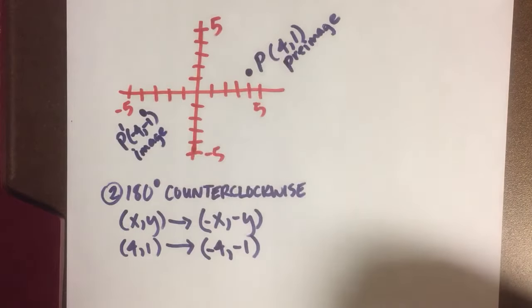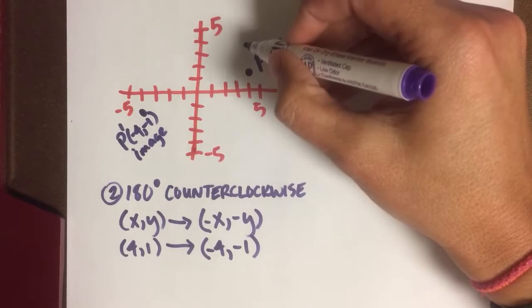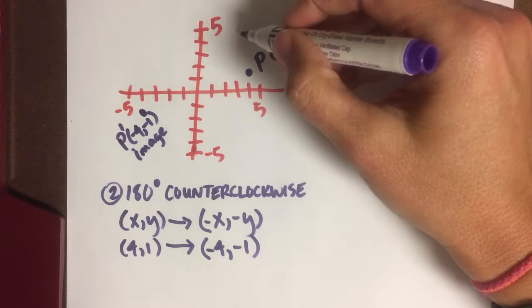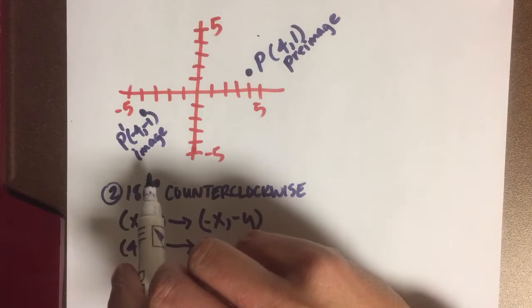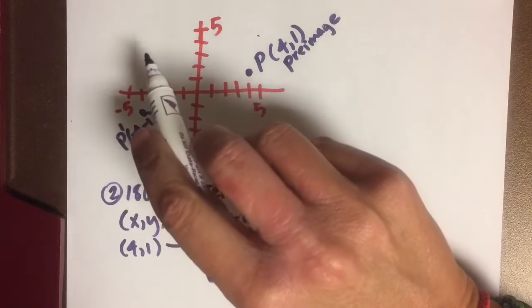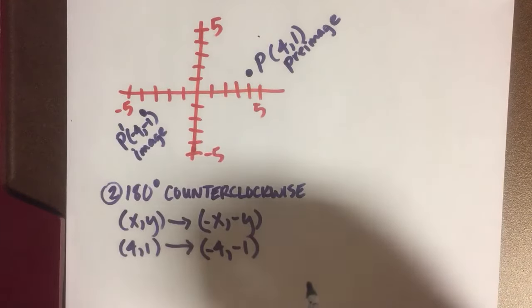If you'll notice, when you do a 180, you jump 2 quadrants. So if my pre-image is in quadrant 1, the image is going to be in quadrant 3. If my pre-image is in quadrant 2, my image is going to be in quadrant 4. That's what you get for the 180s.